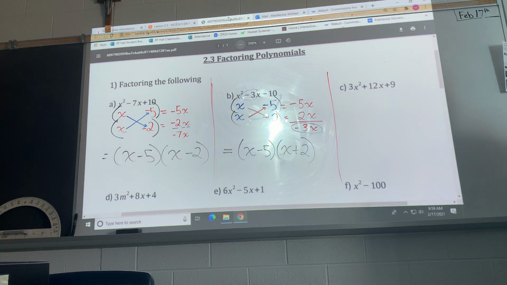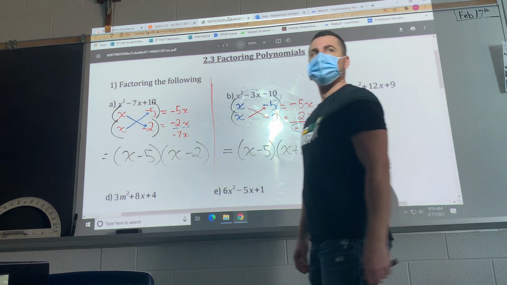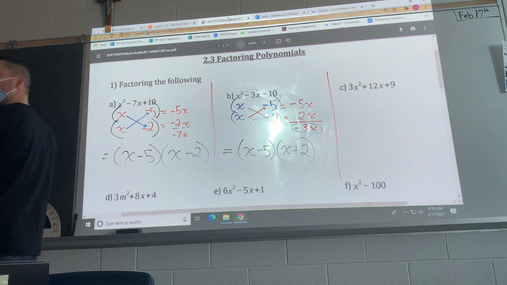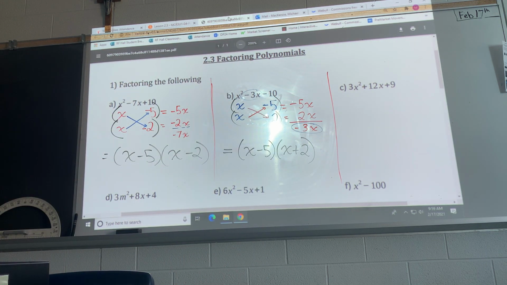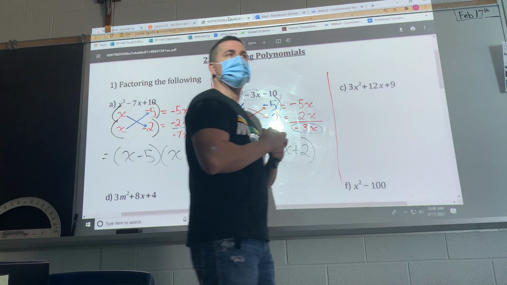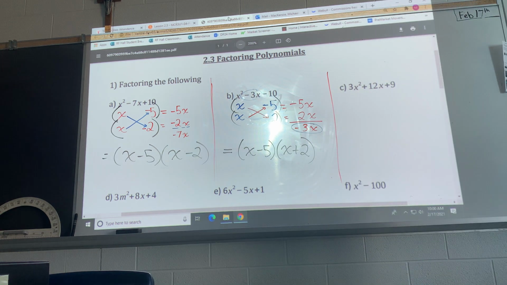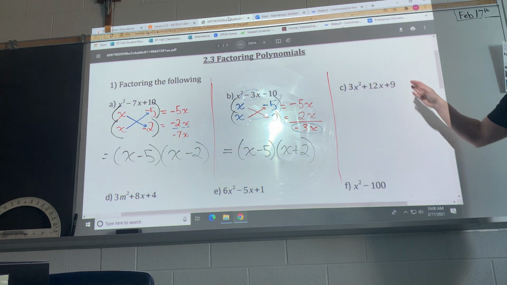Common factor? No. I think we do have one. What can we remove? What's a common factor in all terms? The 3. So we can take out a 3 from each of them.